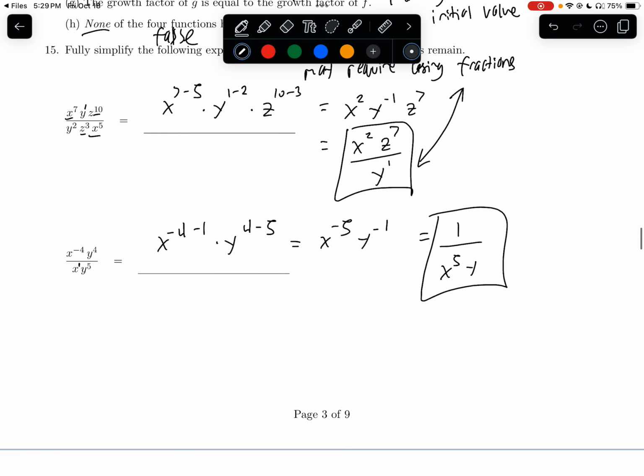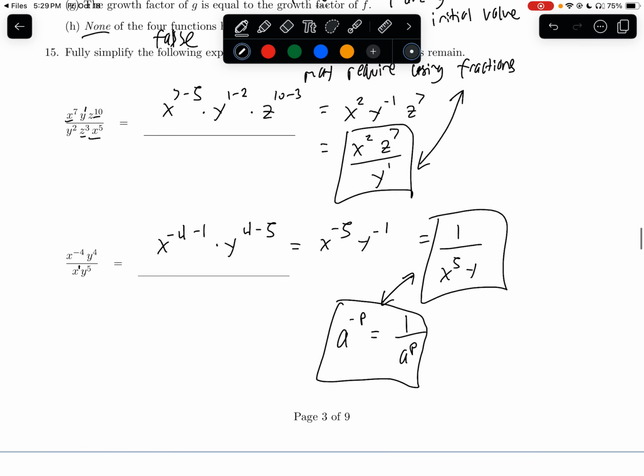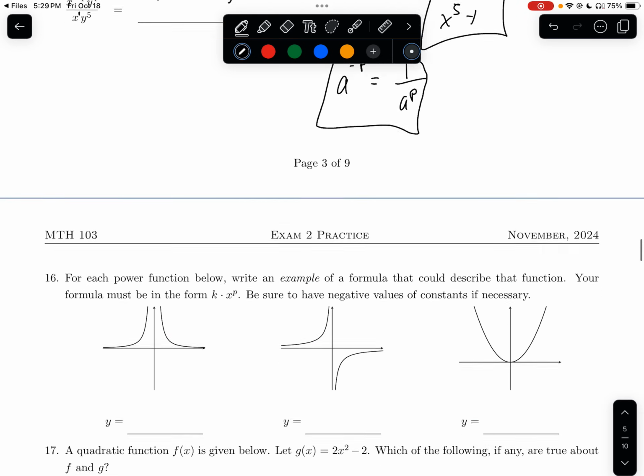So remember that if you have, say, a to the negative p power, this is the same as 1 over a to the p. That's a definition we had in section 5.1, and that's what we're using here to convert it into a positive exponent. Just applying it to both terms.